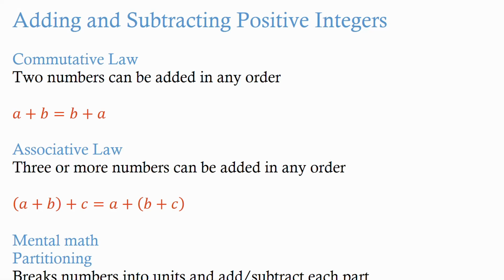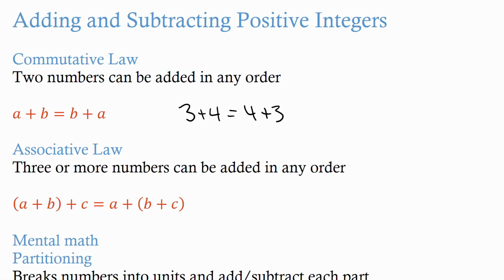The first thing we want to talk about is what we call the commutative law. This is where two numbers can be added in any order. So if you have a plus b, that's the same as having b plus a. If I wrote something down like 3 plus 4, that's the same as if I said 4 plus 3. It's the same thing.